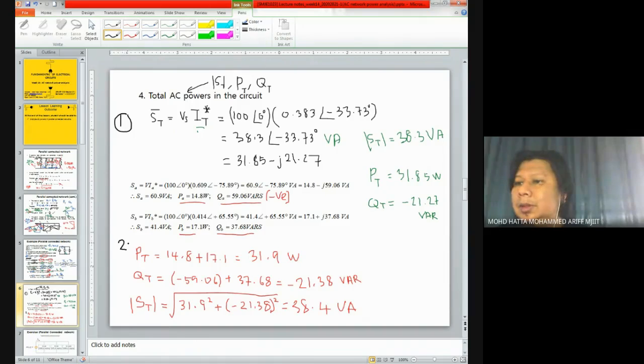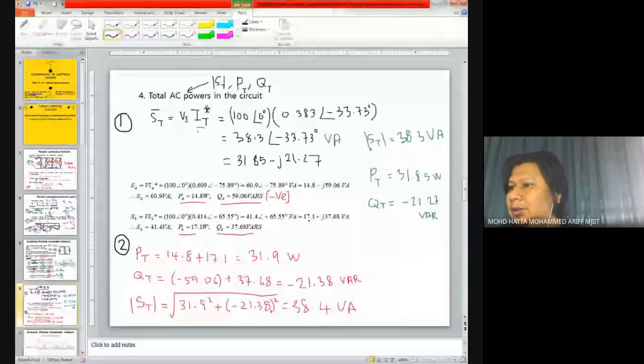My second option is maybe using this kind of strategy. Maybe you were wondering that the value over here is slightly different between those two approaches. However, both are correct. If you look at the first one, maybe P total is 31.9. Here we have 31.85. It's more or less the same.